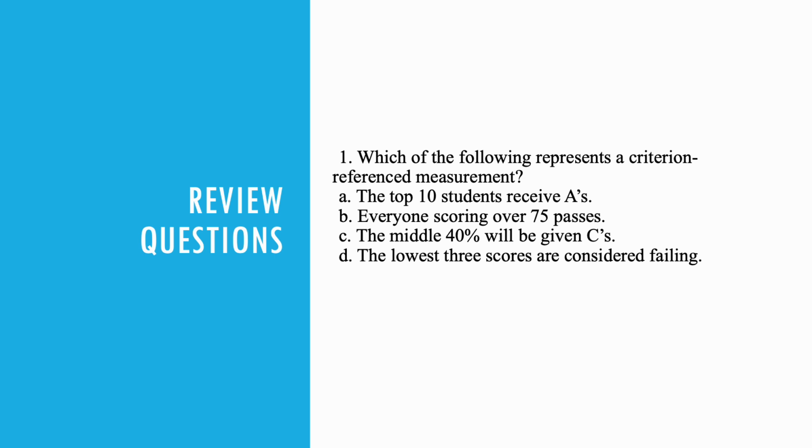Question 1, which of the following represents a criterion referenced measurement? A, the top 10 students receive A's. B, everyone scoring over 75 passes. C, the middle 40% will be given C's. D, the lowest 3 scores are considered failing.